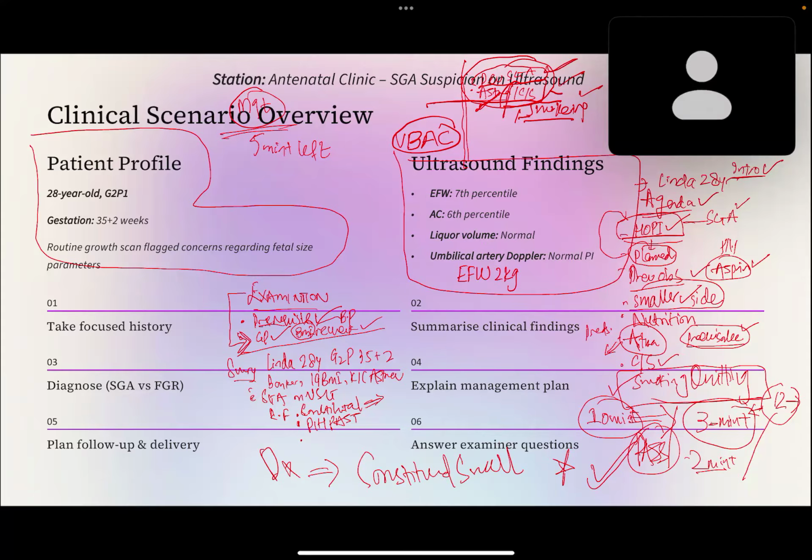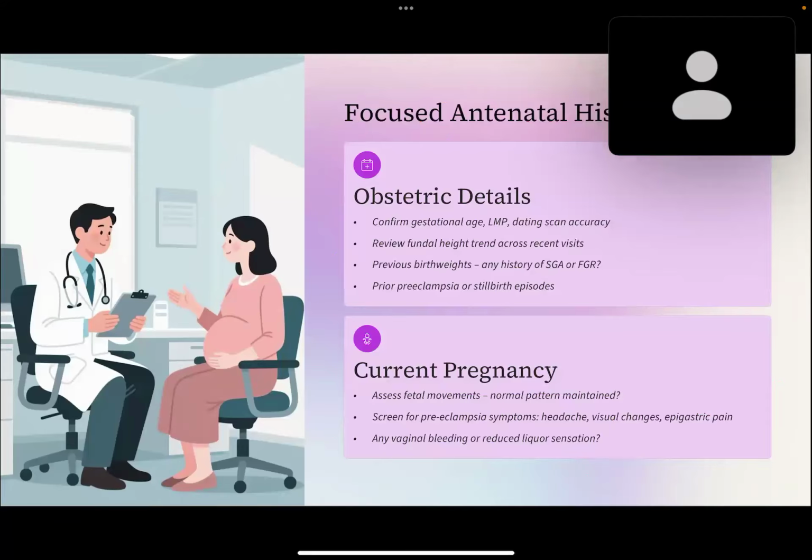In the history, one thing you missed. You told me Linda, 28, gravida 2 para 1, banker, BMI 19, known case of asthma, SGA, my proper diagnosis, constitutionally small, PIH, smoking. She is a chronic smoker, taking 6 to 9 cigarettes per day. This one thing was missing. Diagnosis was beautiful, constitutionally small.